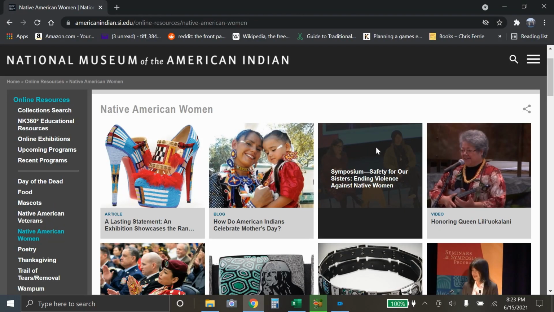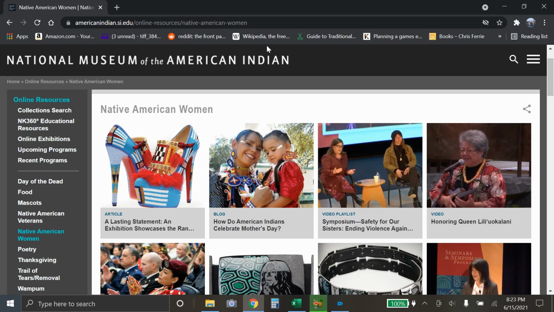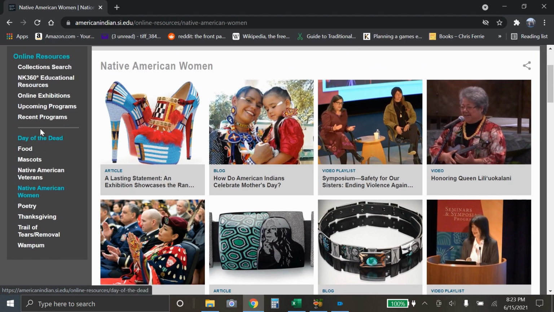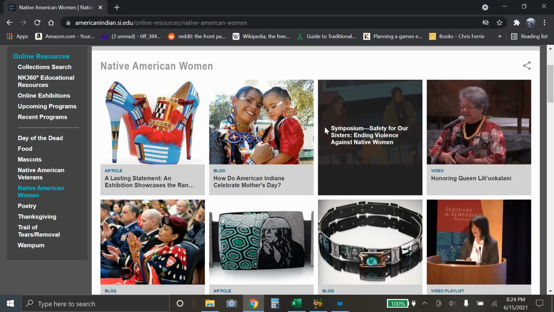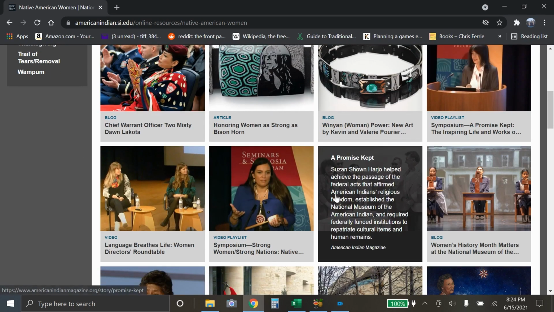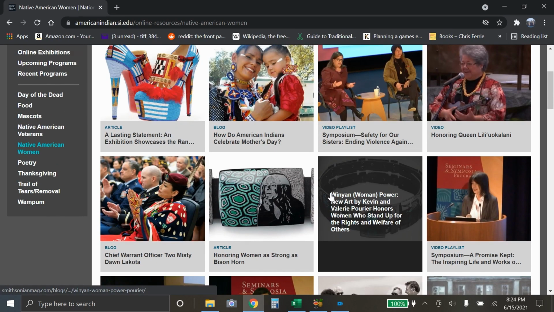Okay, so here we are. This is the National Museum of the American Indian, part of the Smithsonian Institute. This specific area is on Native American women. I was up here at the exhibition, so this is what we're covering. Again, as I mentioned, I'm going to be looking at a sprinkling of this. It's a wide variety, so I'll read off what they have here and click on a couple of them.